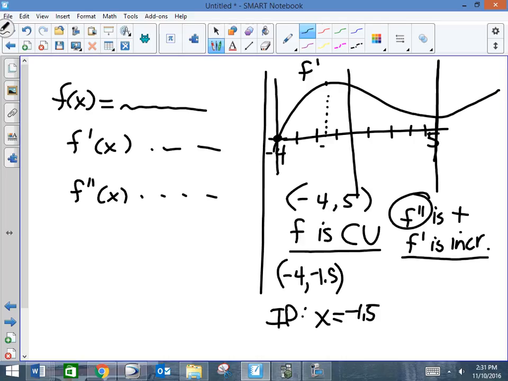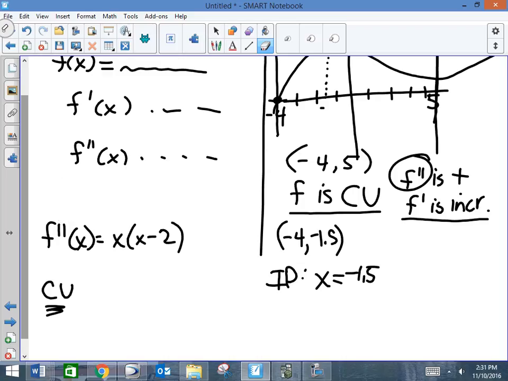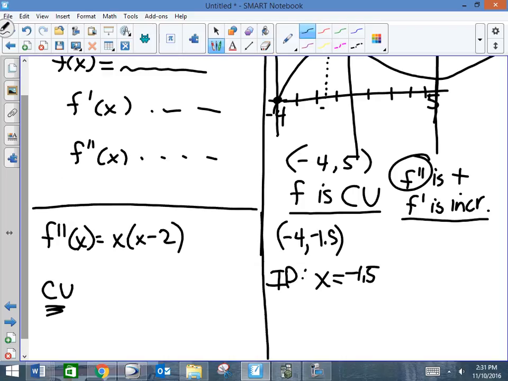All right, what if I give you the F double prime equation? And I want concavity. This is a new problem, yes, thank you, Eddie. Okay. New problem, I'm looking at F double prime, concave up. Or F.